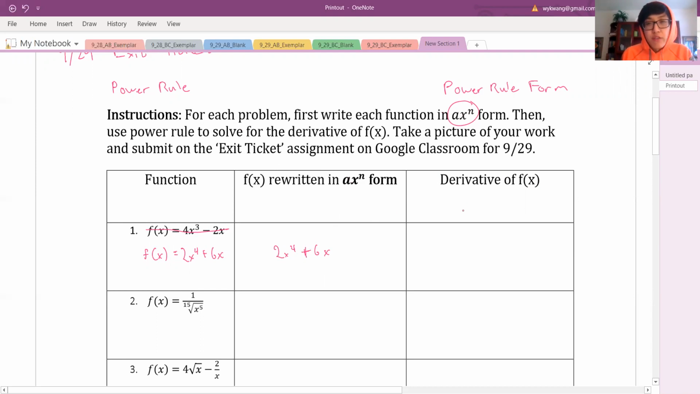Now we're going to find the derivative of f of x. Now remember, power rule is you have x to the n, and if I take the derivative of this, I'm going to get nx to the n minus 1. So I take the exponent, which is n, I bring it down, and then I subtract 1 from n. So this is the format we're going to use.